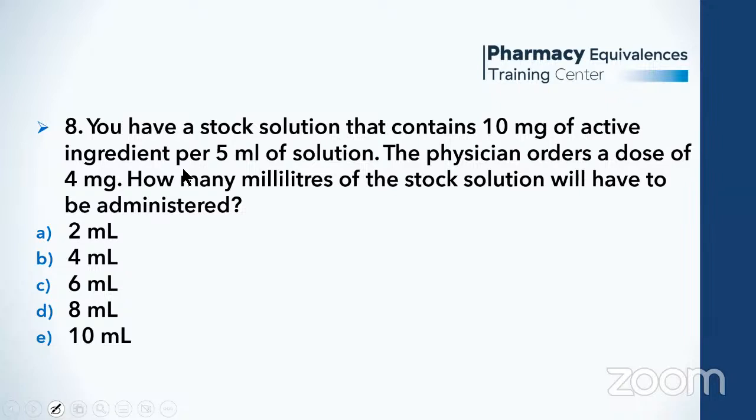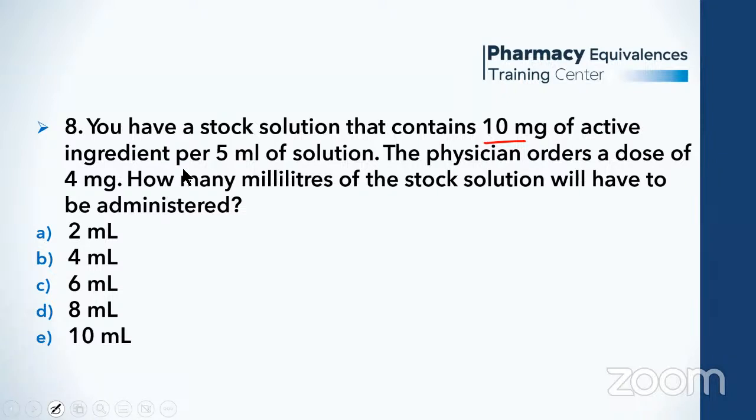You have a stock solution that contains 10 milligrams of active ingredient per 5 milliliters of solution, and the physician ordered a dose of 4 milligrams. So how many milliliters of the stock solution will have to be administered? Also a very easy question.